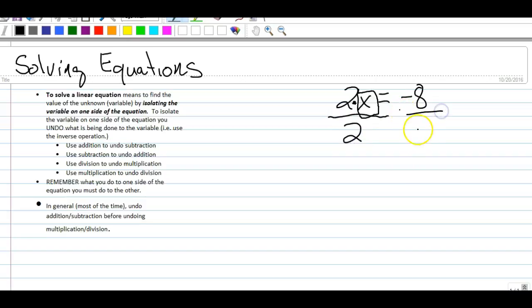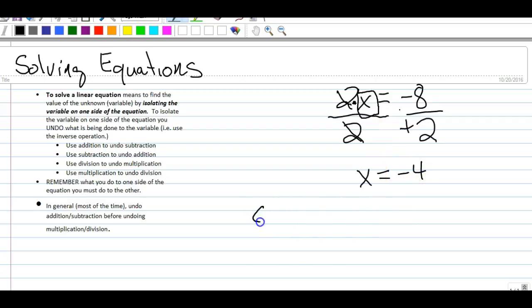Remember when we were discussing fractions? The fractional bar is nothing more than a division symbol. Now 2 divided by 2 is equal to 1. 1 times x is x. And -8 divided by +2, dividing two numbers with unlike signs, so the quotient is going to be negative. So x is equal to -4.